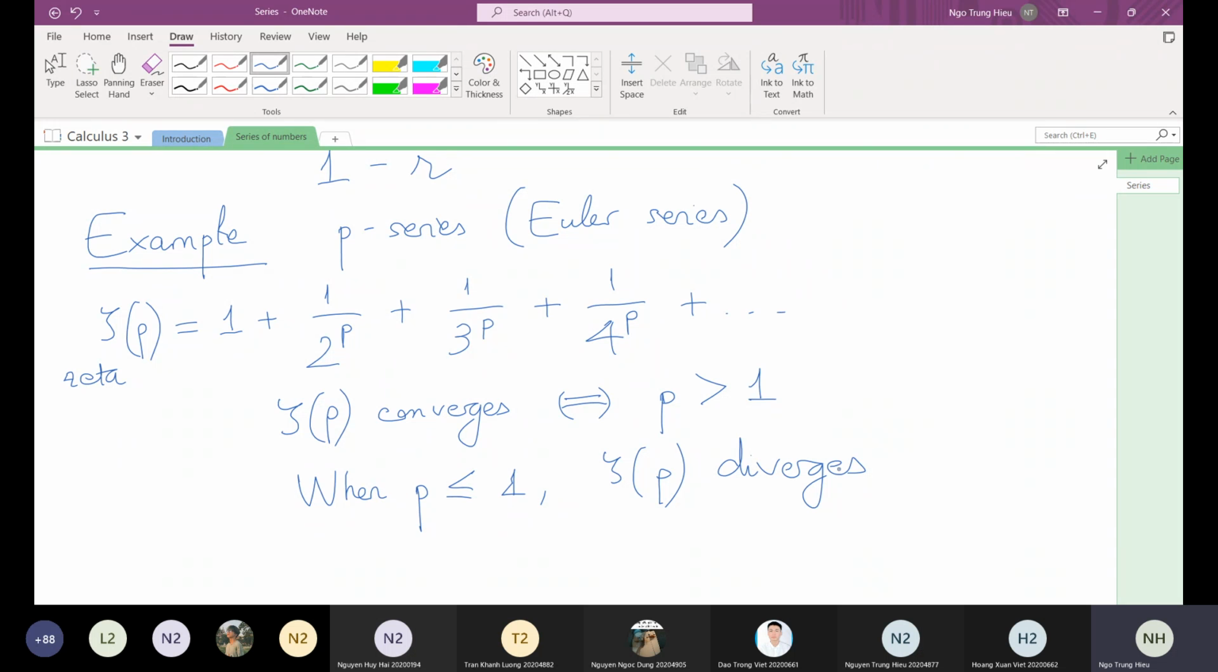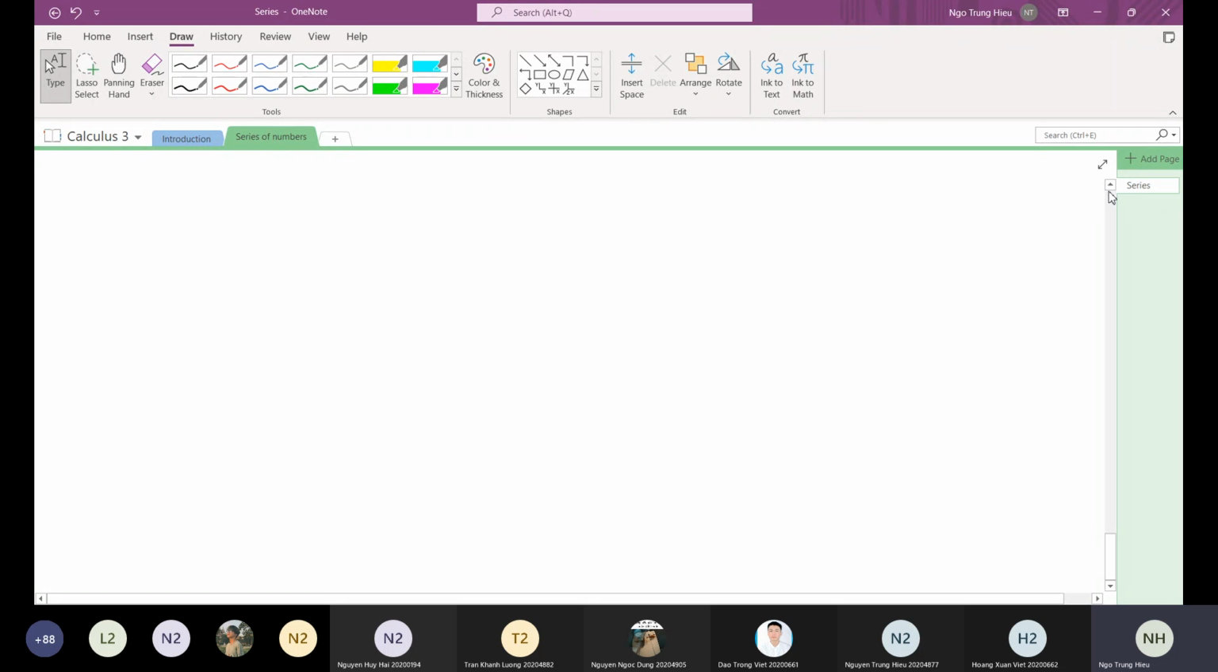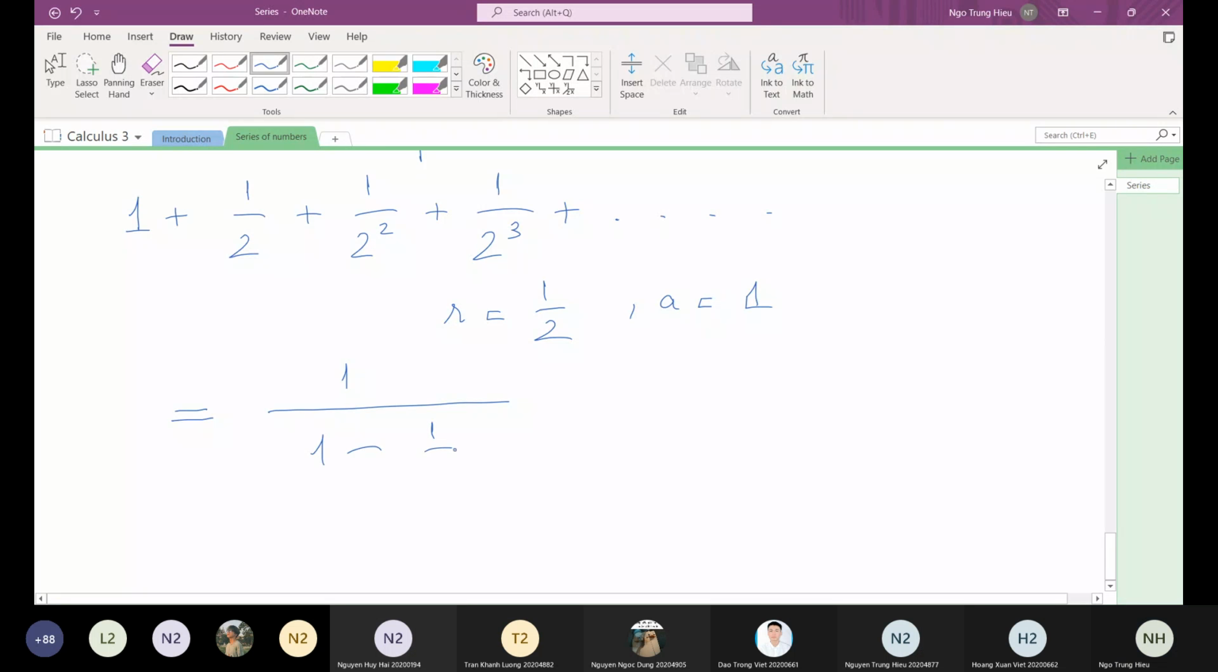So until now, we have learned the geometric series. Now we can see more clearly. Remember before that we have the series 1 plus 1 half plus 1 fourth plus 1 eighth. We want to see whether the series converges or not. Here R is equal to 1 half, and A equals 1. So this series is equal to A over 1 minus R. 1 minus 1 half is 1 half, so this is equal to 2. Previously we saw that this is equal to 2, and now we see the reason why.